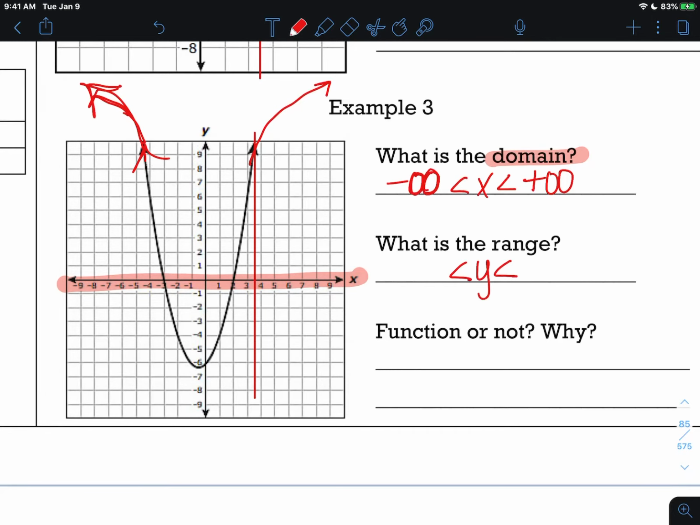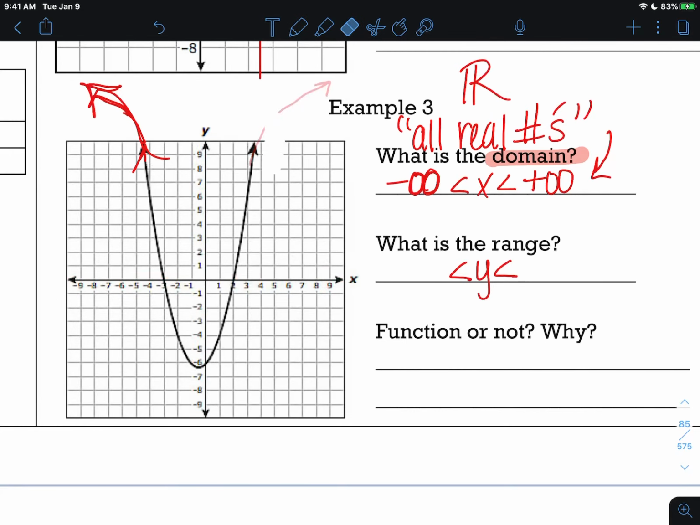Okay, so what in the world does that mean? This statement right here is the same thing as saying all real numbers. Some people also use this symbol. What does that mean, though? That just means x can be anybody and anything he wants to be. He has zero limit. He can be whatever number he wants. Okay, so let's clear this up.